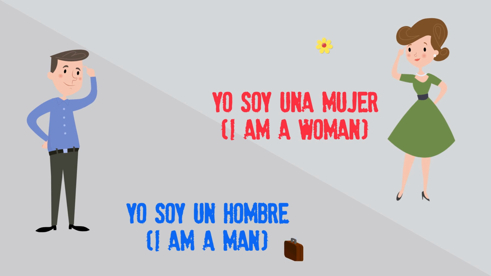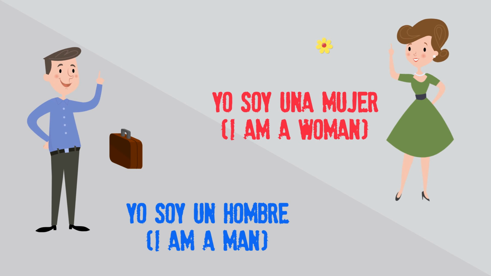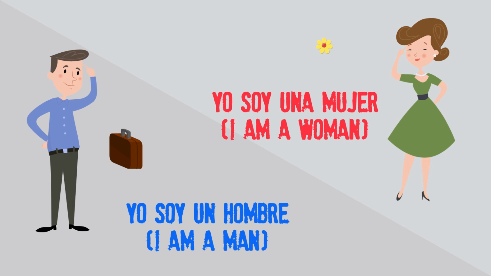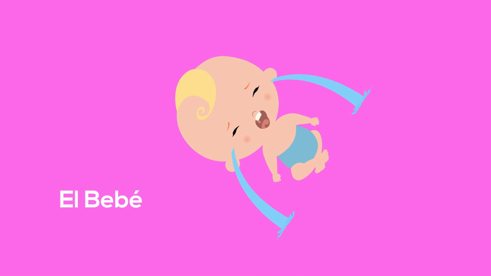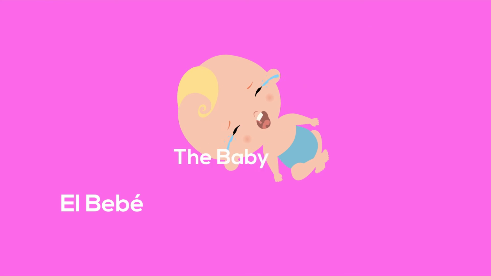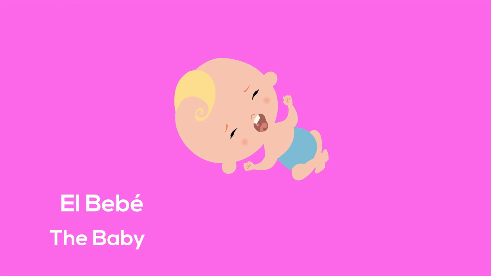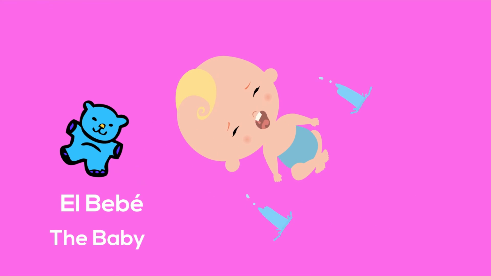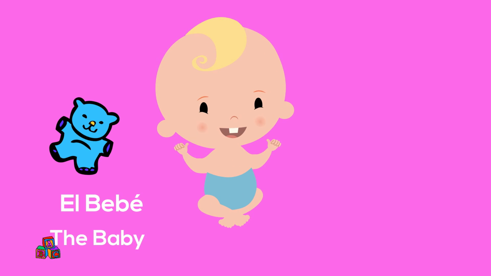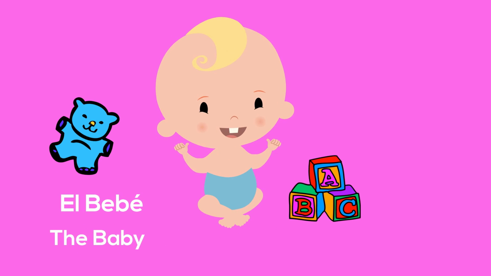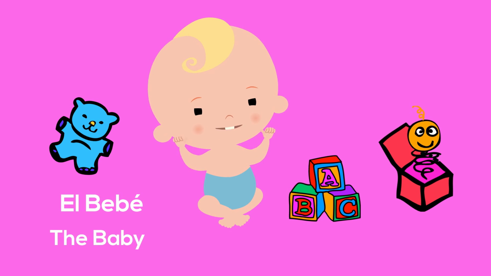Now listen to my pronunciation. Yo soy una mujer. Can you repeat that? Yo soy una mujer. El bebé, the baby. El bebé is crying. Poor bebé. El bebé is smiling now. The baby. El bebé. Now notice how I join both words. El bebé.